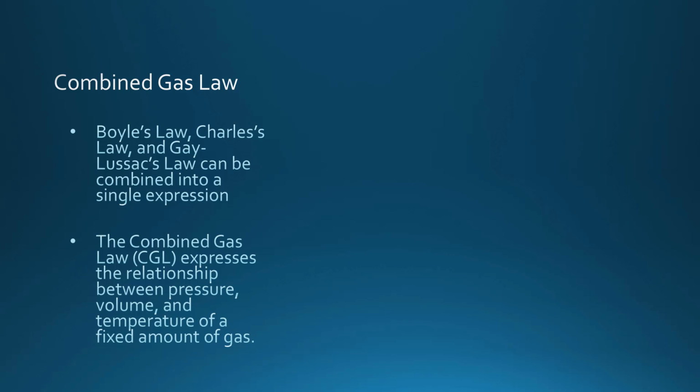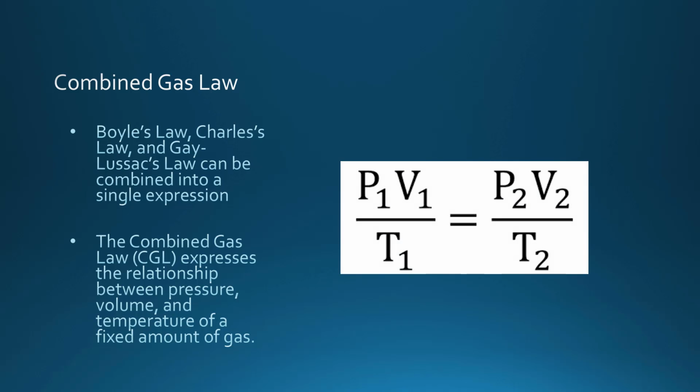The combined gas law, sometimes known as CGL, expresses the relationship between pressure, volume, and temperature of a fixed amount of gas. Here's the equation for the combined gas law. P1 V1 over T1 equals P2 V2 over T2.